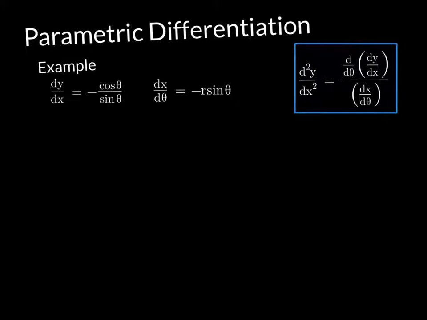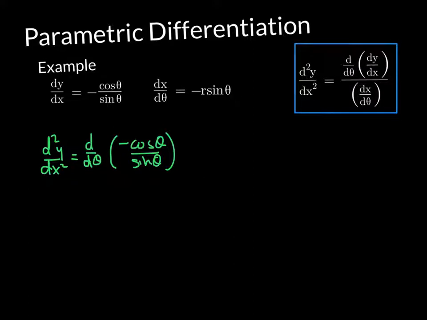So now what if we were asked to find the second differential of y with respect to x, so d2y by dx squared? So d2y by dx squared is just equal to the differential of dy by dx with respect to the third variable theta. From the last slide we can see that dy by dx is equal to minus cos theta over sine theta, and we can then use the quotient rule to differentiate that, and that's all divided by dx by d theta, which is minus r sine theta.